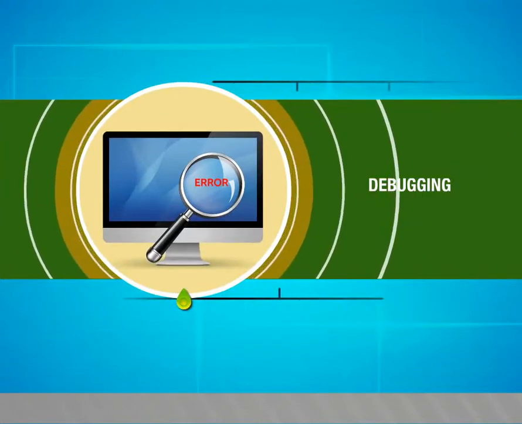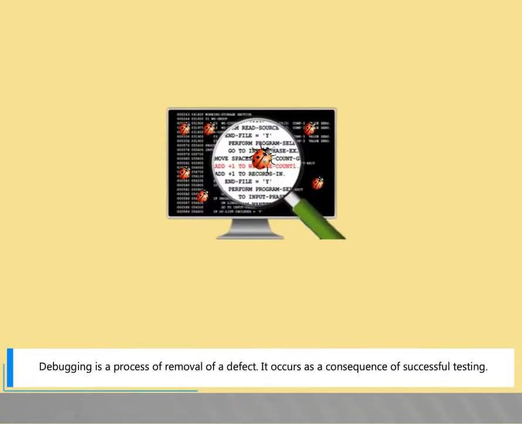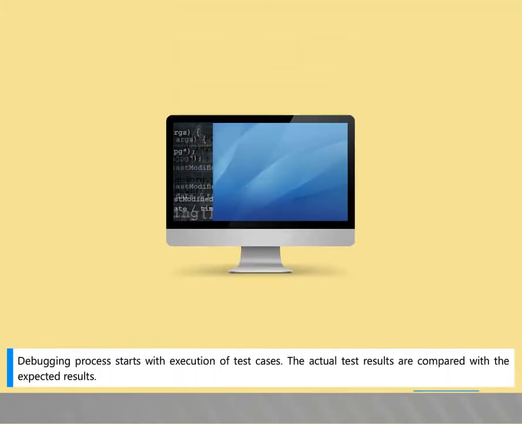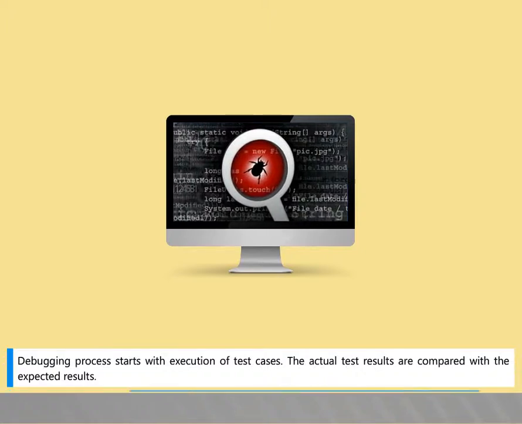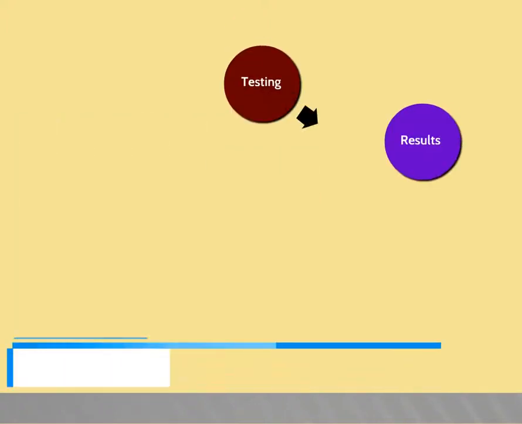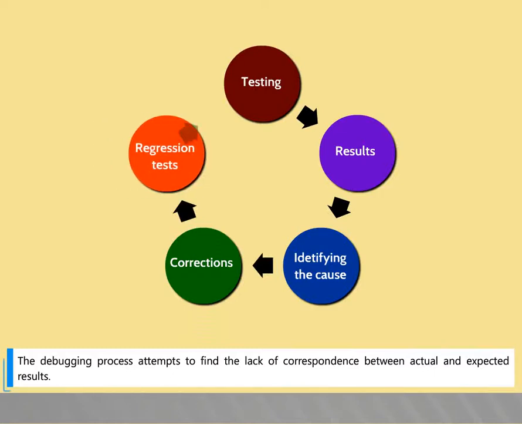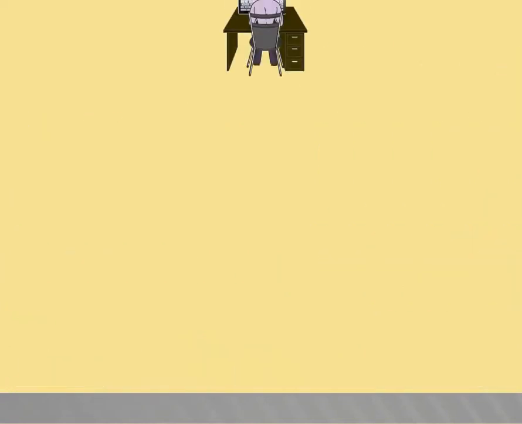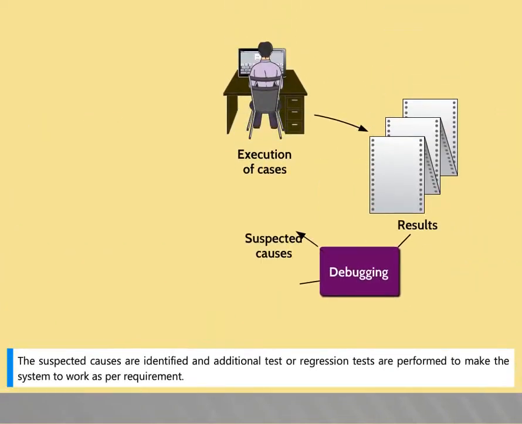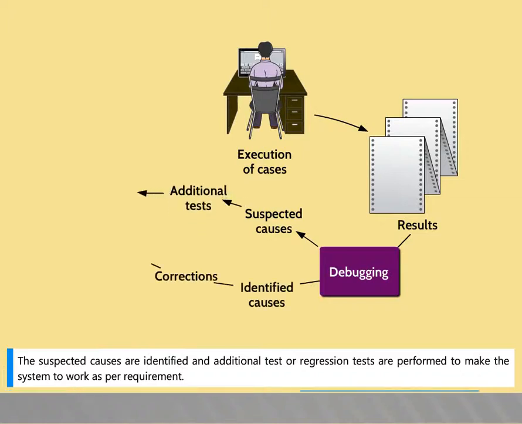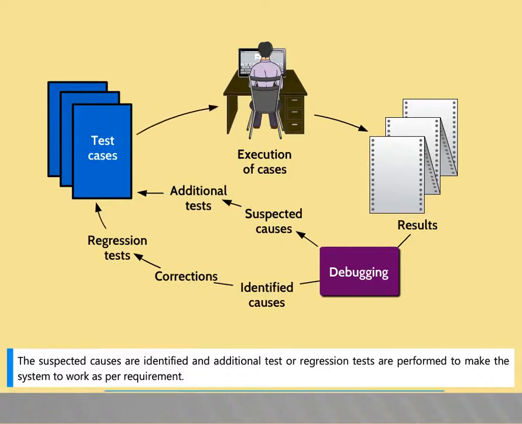Debugging. In this video, we are going to see about debugging. Debugging is the process of removal of a defect. It occurs as a consequence of successful testing. The debugging process starts with execution of test cases. The actual test results are compared with the expected results. The debugging process attempts to find the lack of correspondence between actual and expected results. The suspected causes are identified and additional tests or regression tests are performed to make the system work as per requirement.